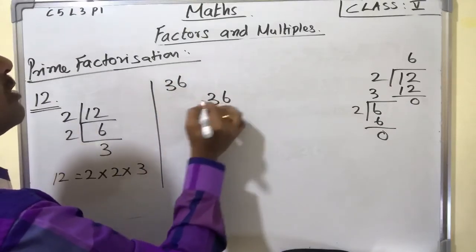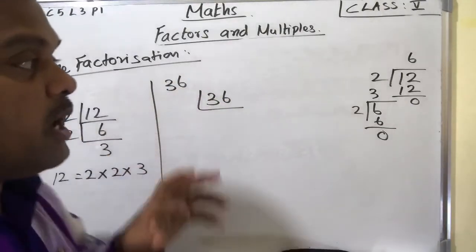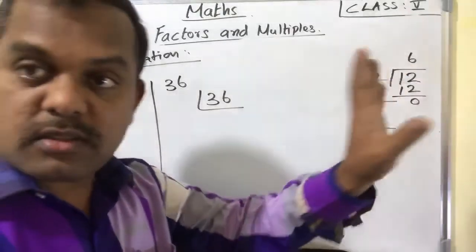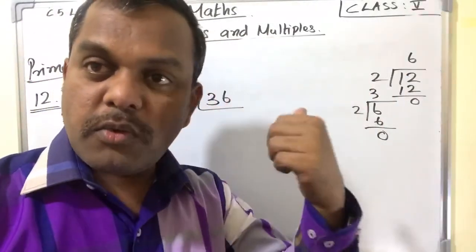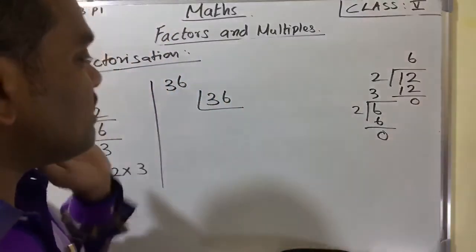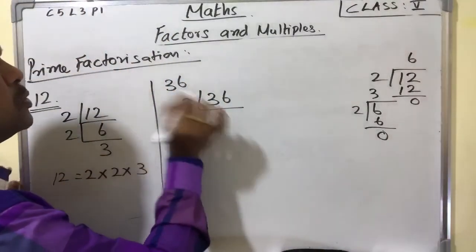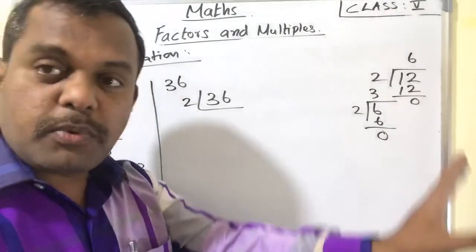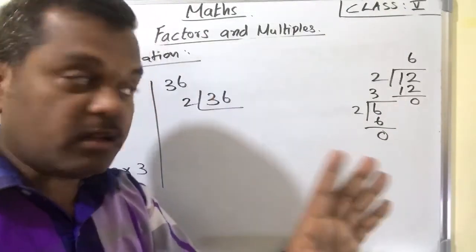Divide 36. For your understanding, I am doing it like this, but you should not always do this. If you have any confusion, you can do it like this. Otherwise, directly divide with 2, table 2. Next problem onwards, you have to do it directly, not with this method.